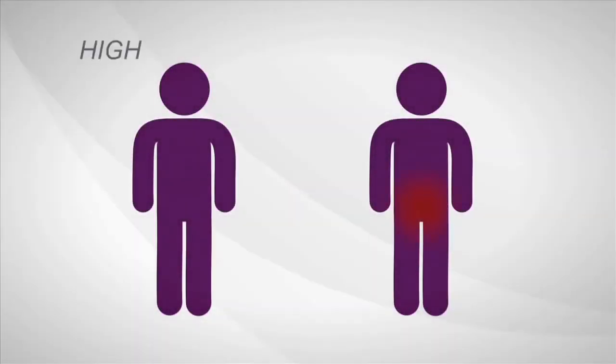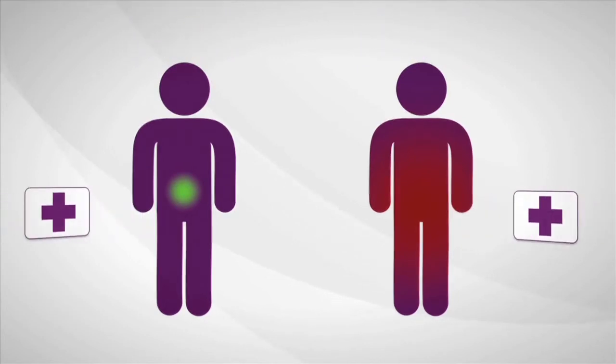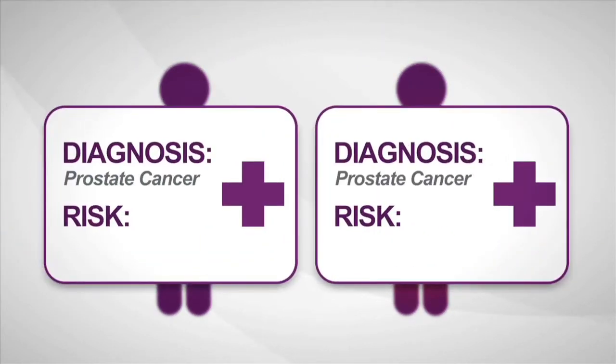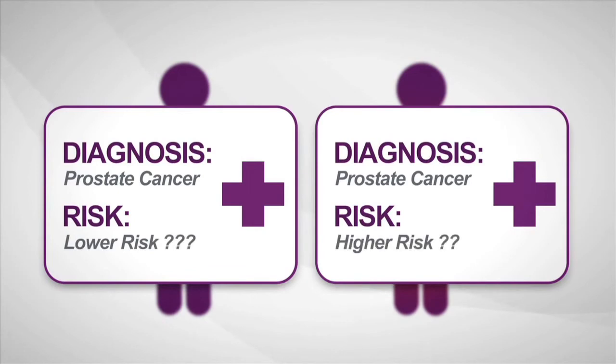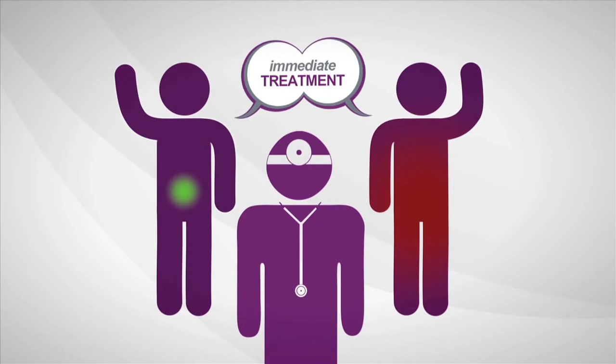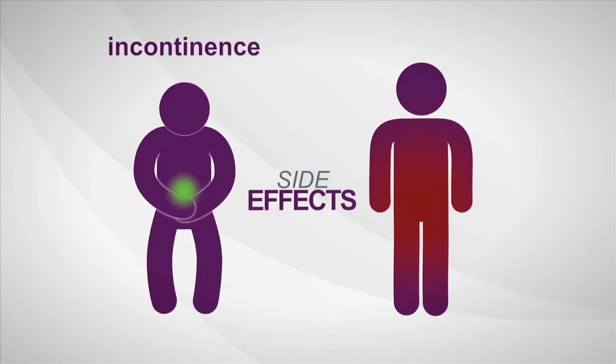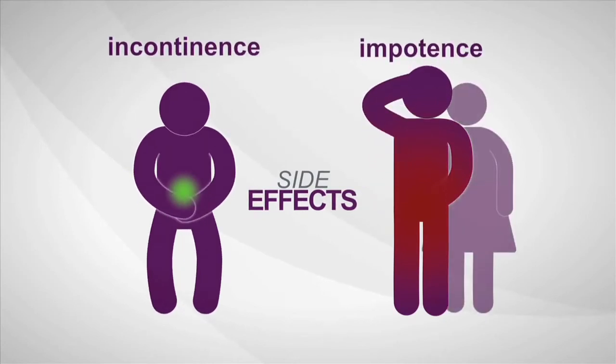Some prostate cancers are high risk, aggressive, and more likely to spread. Others are low risk, least likely to have bad outcomes. The biopsy says cancer, but current diagnostic tools provide limited information about how aggressive a man's individual disease is. So most men decide to treat prostate cancer immediately. Once treated, many men experience serious long-term side effects, like incontinence and sexual impotence.